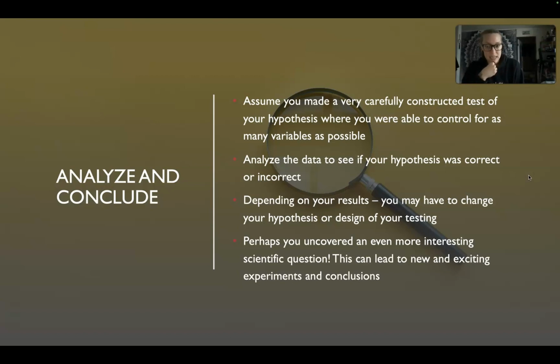And then you're going to analyze that data to see if your hypothesis was correct or incorrect. Again, like I said before, oftentimes our hypothesis tends to be incorrect. And then depending on your results, you may have to change your hypothesis or redesign your testing. This happens sometimes as well. Can't tell you how frustrating it is, but it's just the process of science. It's how it goes. And maybe you actually uncovered an even more interesting scientific question, and this can lead to new and exciting experiments and conclusions. Oftentimes in many talks that I've heard or poster sessions that I've gone to, they'll even have a little section of future work, of new interesting things that have come to light.